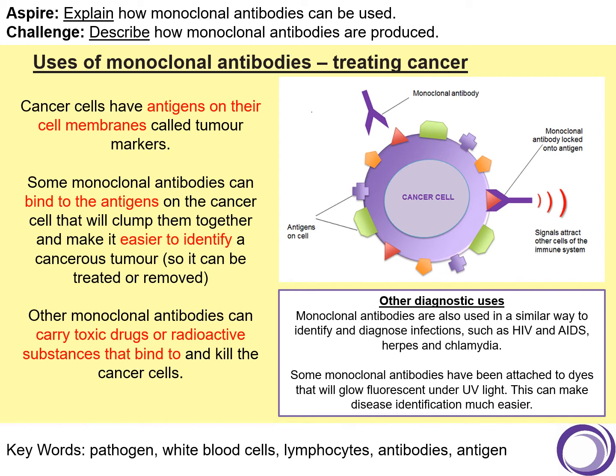Now, monoclonal antibodies also have other diagnostic uses. They can be used in a similar way to cancer treatment and they can help diagnose infections such as HIV and AIDS, herpes and chlamydia. And some monoclonal antibodies have been attached to dyes and they glow fluorescent under UV light, and this can then make disease identification much easier.